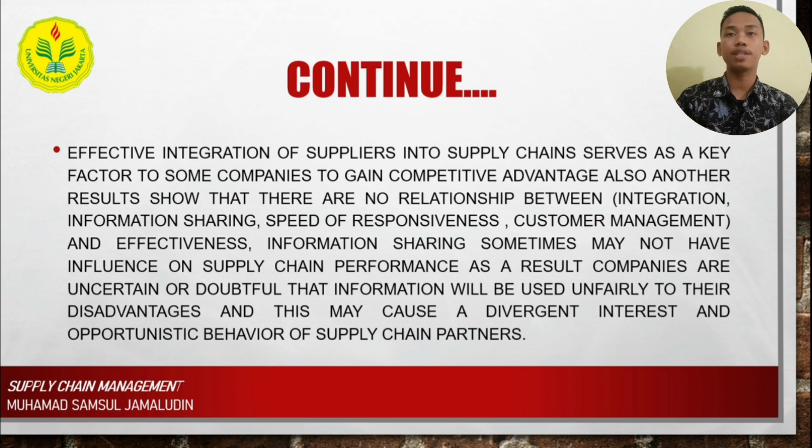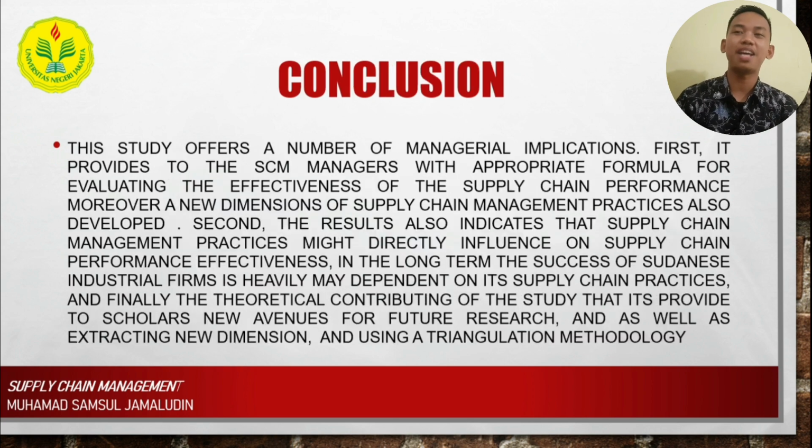advantage. Also, other results show that there is no relationship between integration, information sharing, speed of responsiveness, customer management, and effectiveness. Information sharing sometimes may not have influence on supply chain performance. As a result, companies are uncertain or doubtful that information will be used unfairly to their disadvantage, and this may cause divergent interest and opportunistic behavior of supply chain partners.